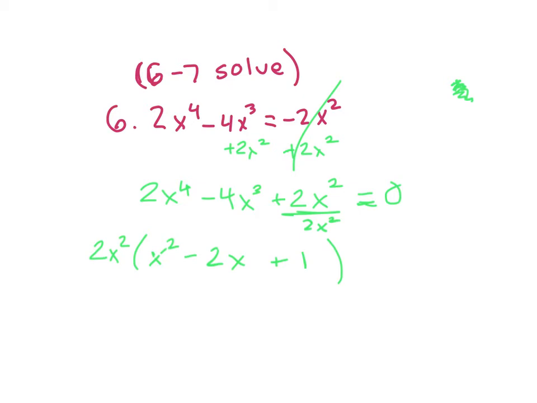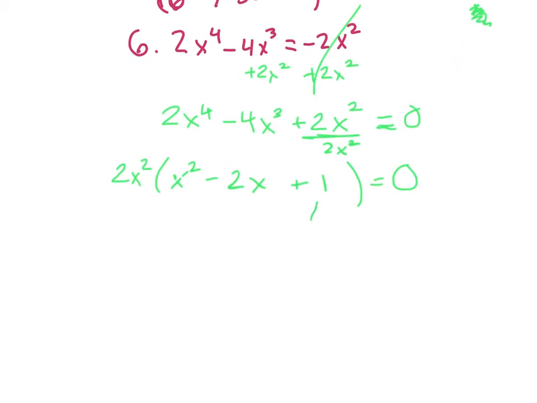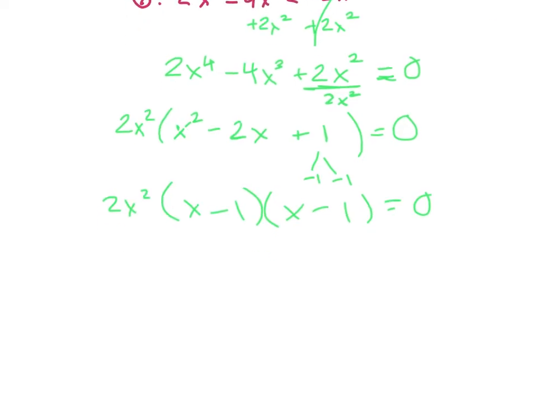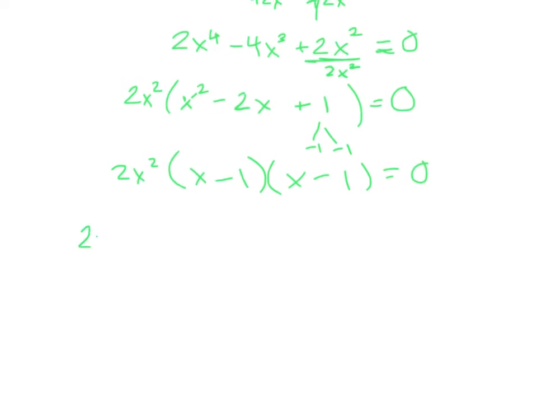Yeah. Do we have two factors of 1 that adds to negative 2? Negative 1 and negative 1. Awesome. So we have x minus 1 and x minus 1 is equal to 0. What do we do next? Make each little piece equal to 0. So we have 2x squared is equal to 0, x minus 1 is equal to 0, and x minus 1 is equal to 0.